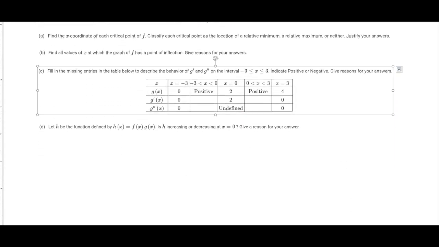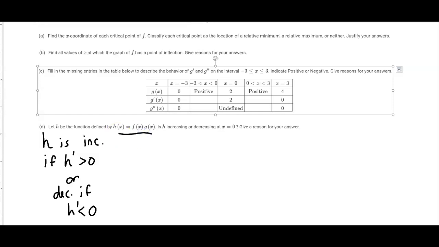All right, one more. Let H be the function where it's the product of f and g. Is H increasing or decreasing at 0? And give a reason for your answer. So we know that H is increasing if H prime is greater than 0, or it's decreasing if H prime is less than 0. So basically, we need to find what H prime is, and that's going to require a product rule. So H prime is going to be equal to f prime times g plus f times g prime.